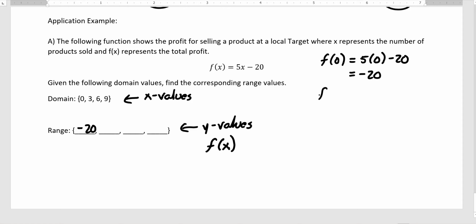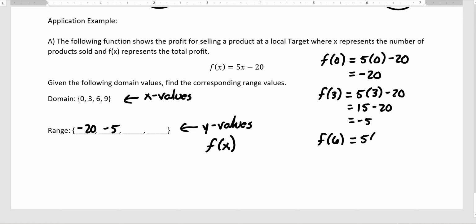Now let's try f of 3. All right, so this would become 5 times 3 minus 20, and that's 15 minus 20, which is negative 5. So I'd have negative 5. Now let's try f of 6. So when I plug in 6, I'd have 5 times 6 minus 20. 5 times 6 is 30, and 30 minus 20 is 10.